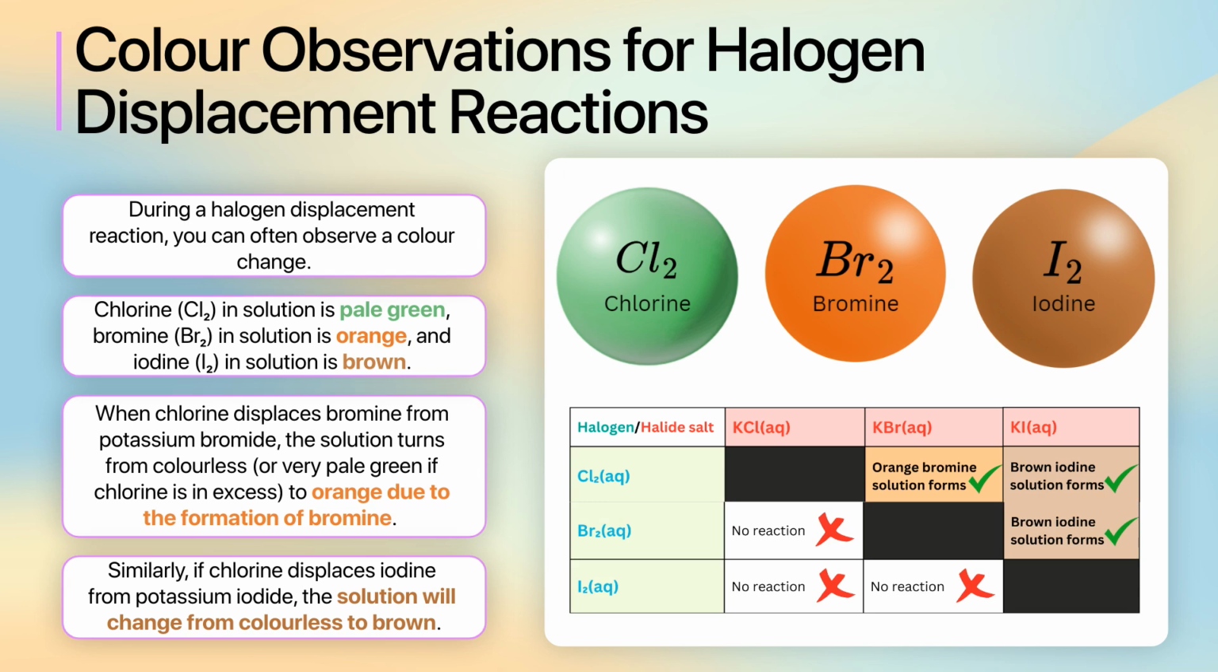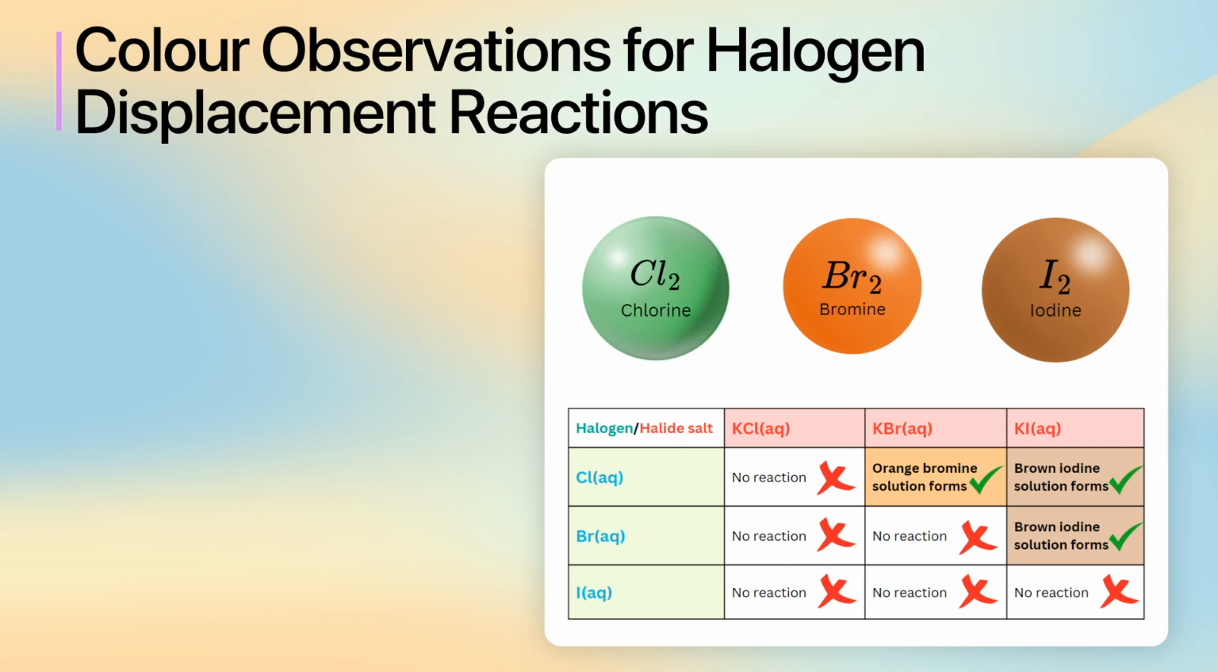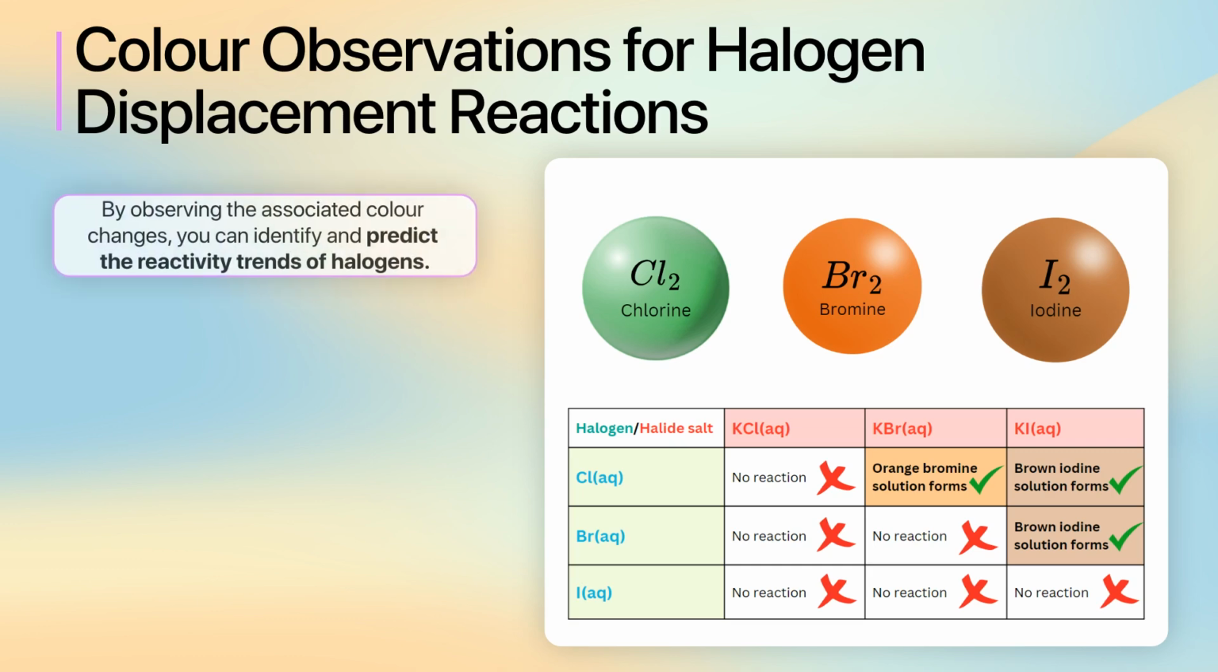Note that you do not necessarily need potassium salt specifically, since potassium is not involved in the reaction. Sodium or any other metal that forms a salt with halogens also works. By understanding these displacement reactions and observing the associated color changes, you can identify and predict the reactivity trends of halogens.